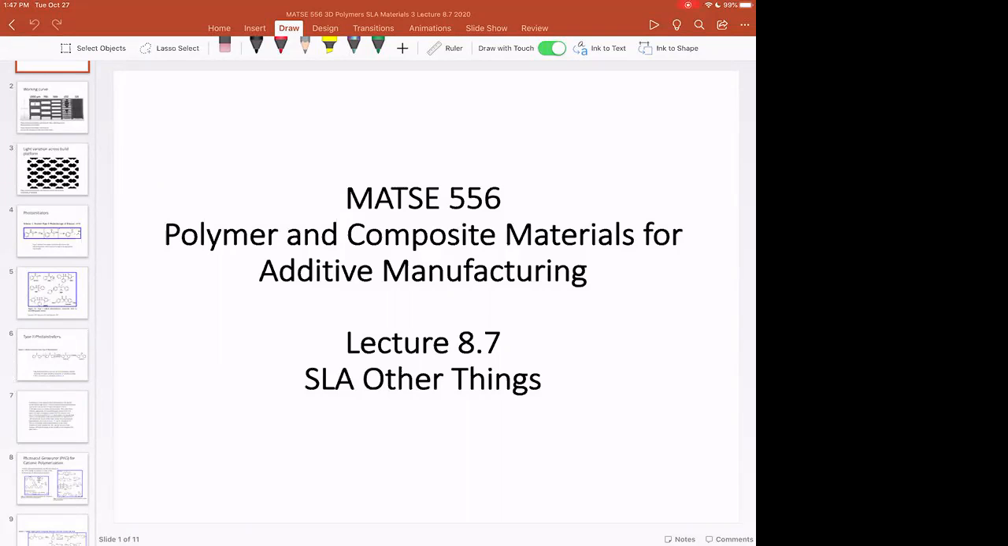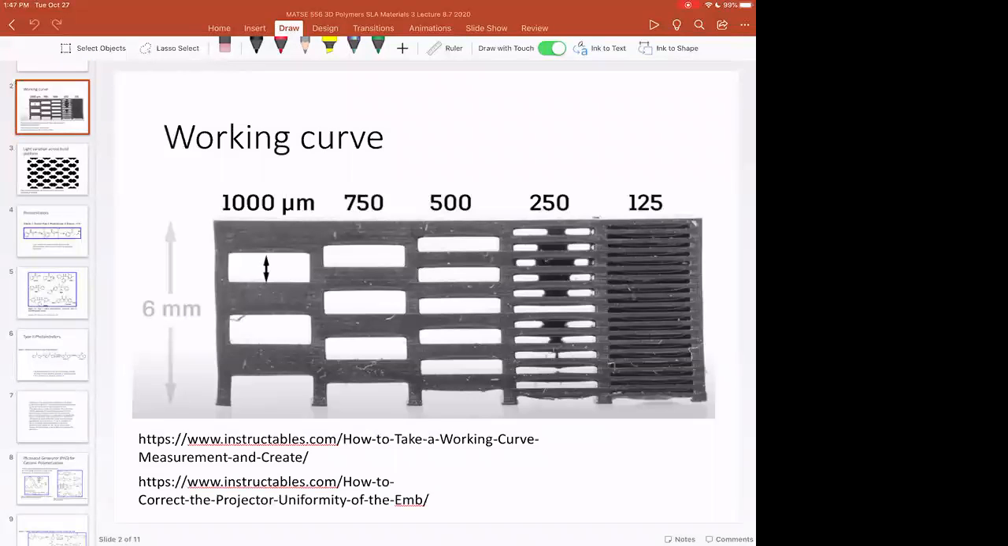Okay, so we have a few more things to talk about in terms of stereolithography or vat photopolymerization in general. And one of the things that we haven't talked a lot about is this thing called a working curve. A working curve is a vocab word for stereolithography, and it basically gives us an idea as to how the resin is curing under different conditions.